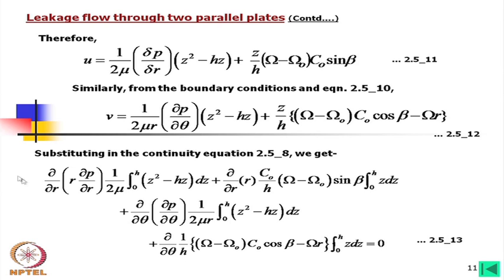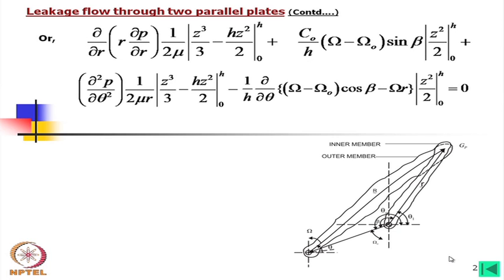This means that for incompressible fluid, we find this whole is equal to 0. Then if we put our limits, we integrate and then put our limits, we get this equation: del by del r of r del p by del r 1 by 2 mu (z cube by 3 minus h z square by 2) from 0 to h, plus c 0 h omega 0 sin beta z square by 2 from 0 to h, del square p by del theta square 1 by 2 mu r (z cube by 3 minus h z square by 2) from 0 to h, then 1 by h del theta whole into (omega minus omega 0) cos beta minus omega r z square by 2 from 0 to h.